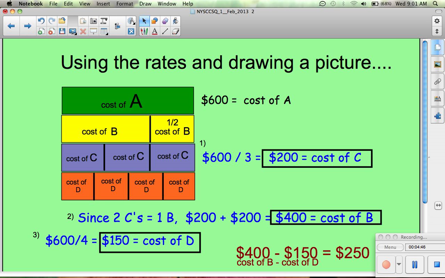And then step 2, I'm going to take a look at the diagram I wrote. Now remember that the ratio for A to B was 1.5, so it would take 1.5 B's to make an A. So looking at my diagram, two C's must equal a B. And so we just determined C is 200, so 200 and 200 would give me 400. So I know the cost of region B is 400. That's 1B in my diagram.